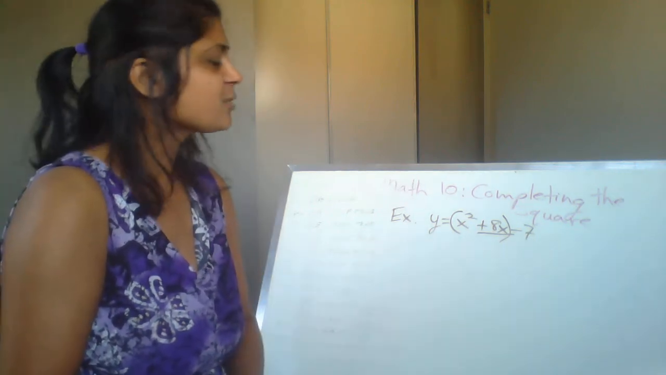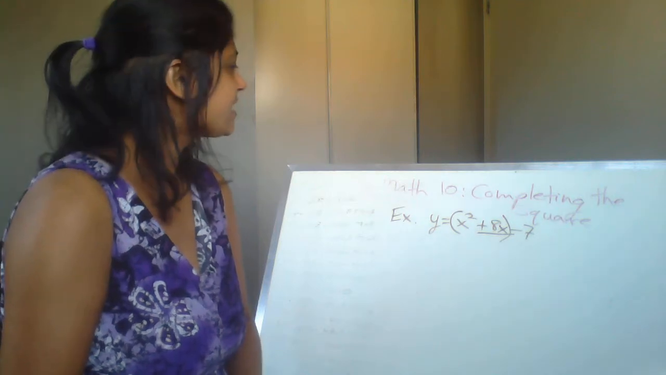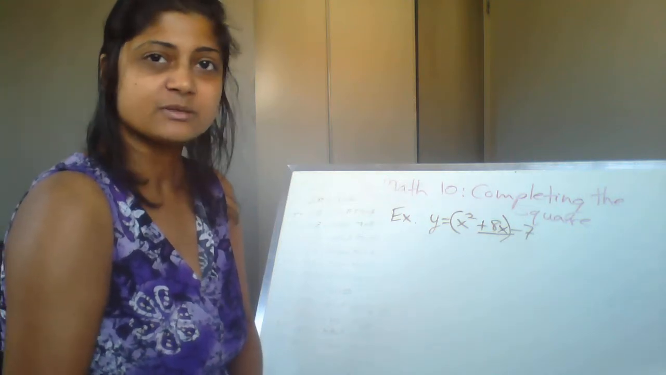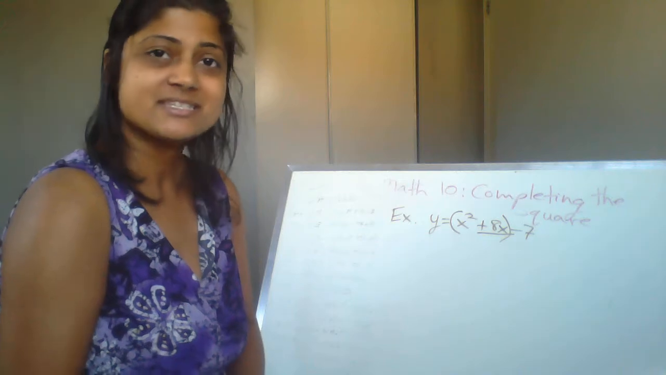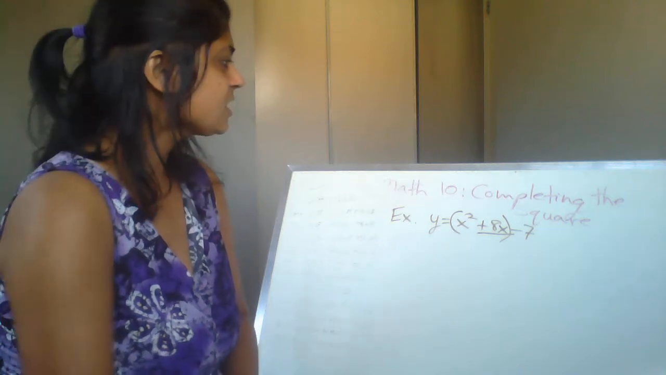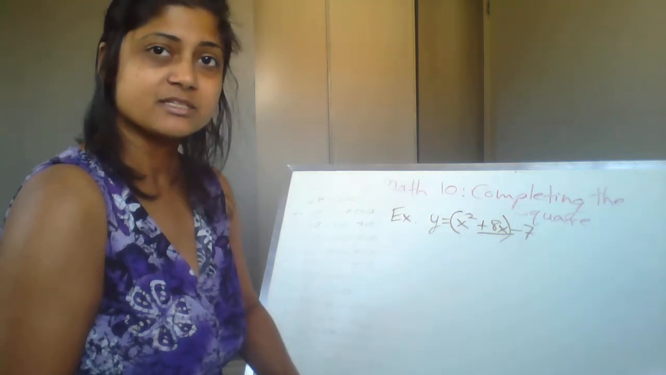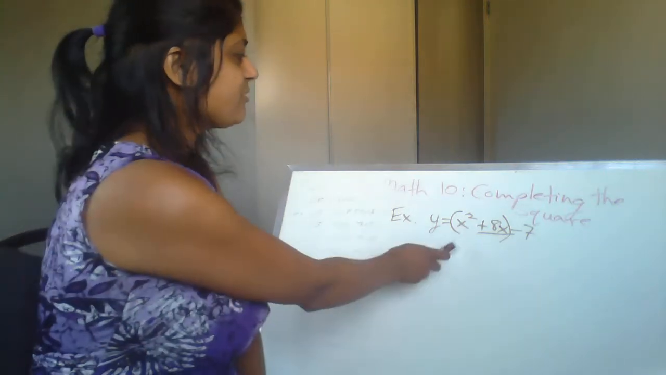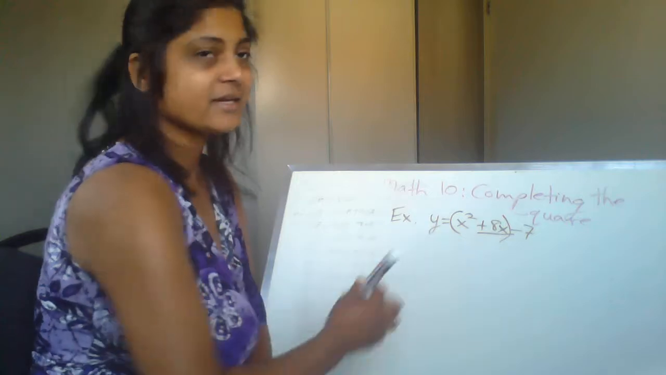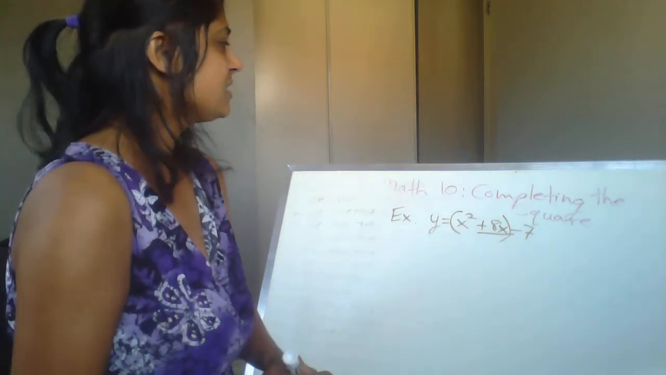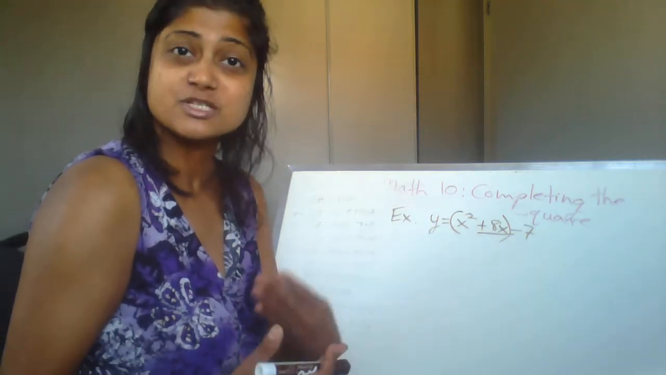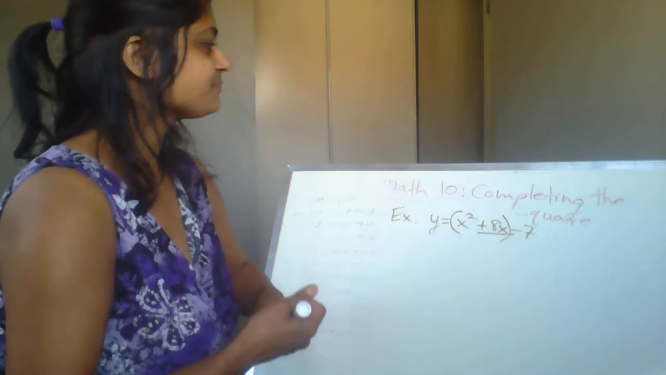Okay, I have this example written down on the board. It is y equals x squared plus 8x minus 7. Okay? So in the first step, what you're going to do is put the brackets around the first two terms. So I have brackets around the x squared plus the 8x. Okay? So there are a bunch of steps. Make sure you're just following along as we go through it.